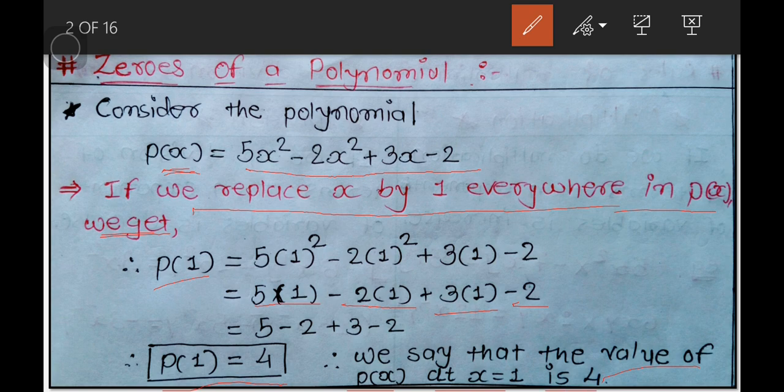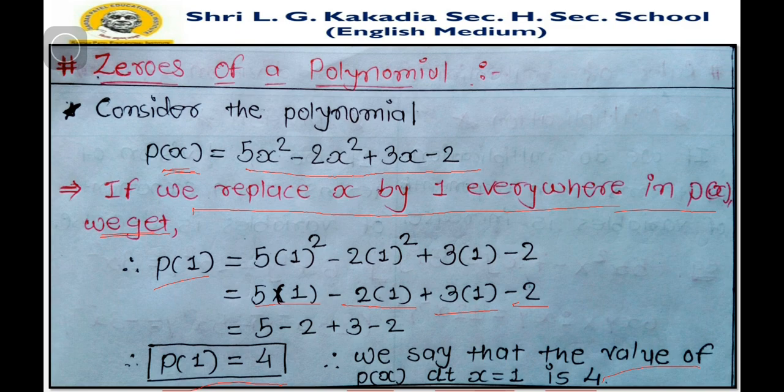So we can find the value of polynomials by changing values of variable. Here we have put x is equal to 1. You can take any value from real numbers. As you know, what is a real number? Real numbers include all the numbers: fractional numbers, whole numbers and other numbers. So it was about the value of polynomials.